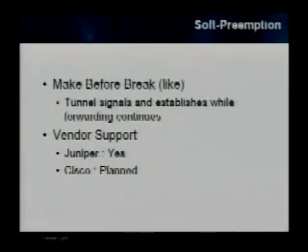So just wanted to mention this real quick, soft preemption. It allows the tunnel to continue forwarding traffic while another tunnel establishes. It's something that someone at my current job and someone at my previous job worked on together with a couple of the hardware vendors. Juniper has already implemented it, and Cisco says that they're planning on it. So that will actually greatly help the black holing issue.